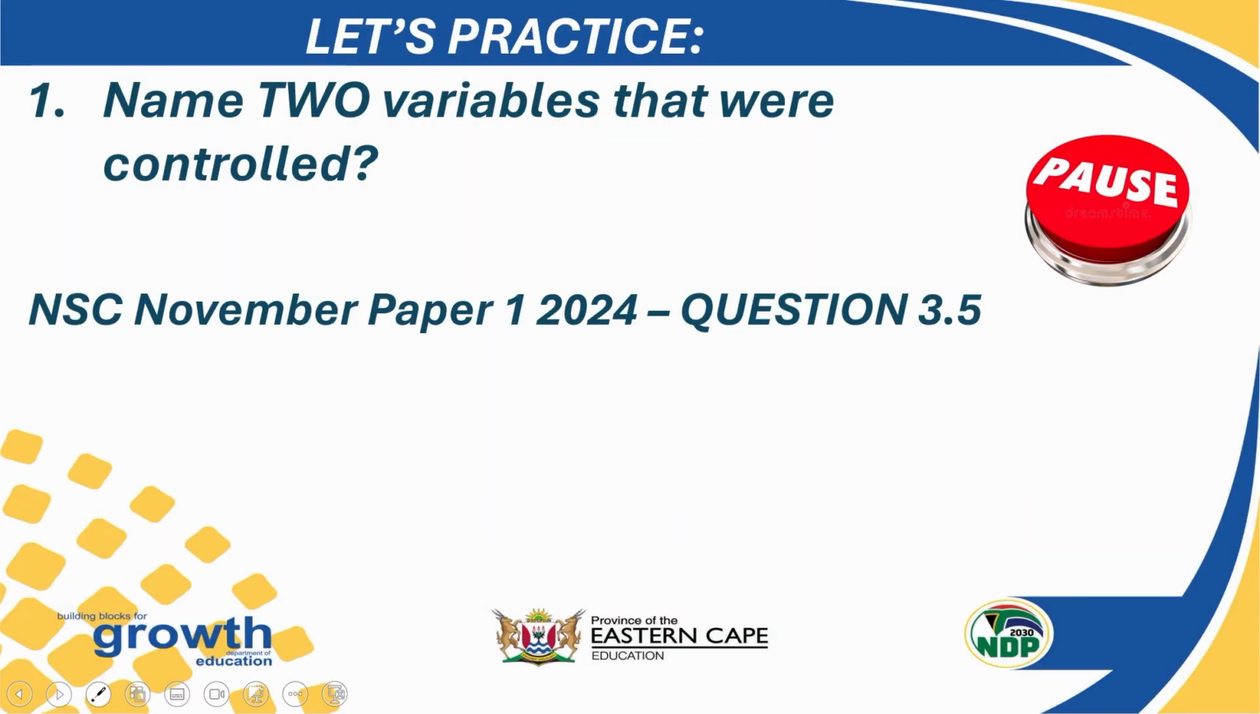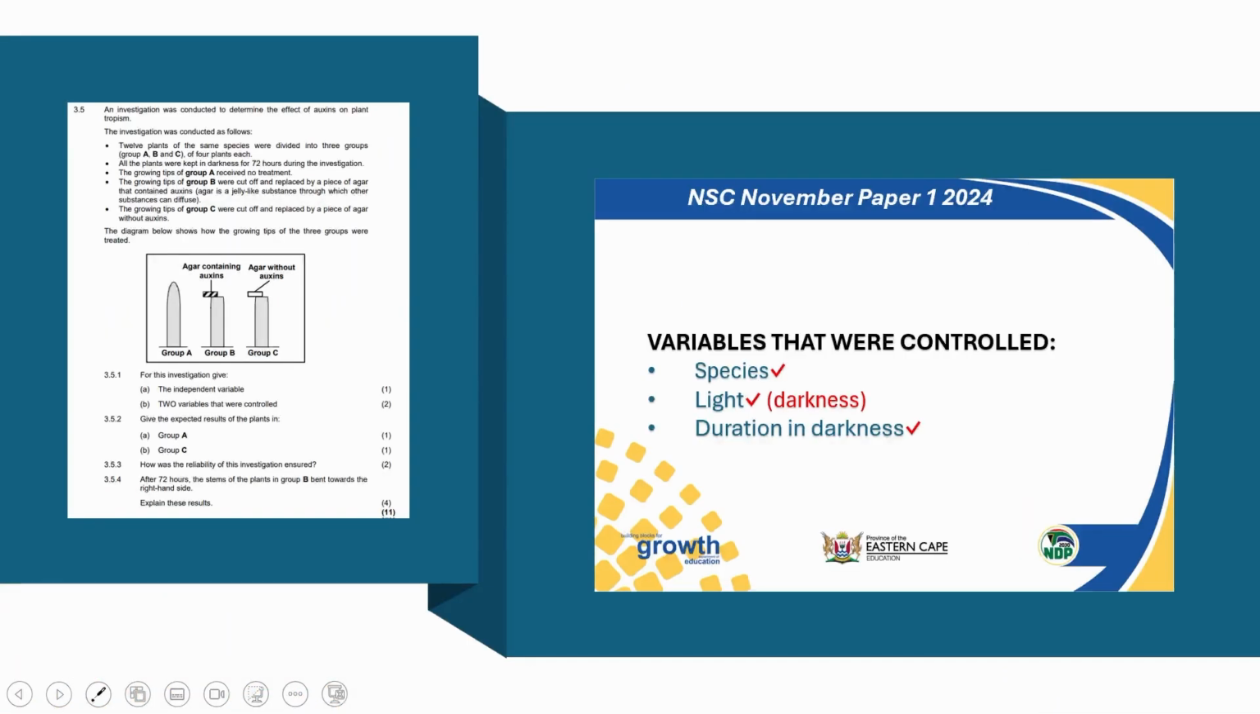Now it's your turn to practice. Using your November paper 1 for 2024, write down 2 controlled variables from that investigation. We'll be back now.